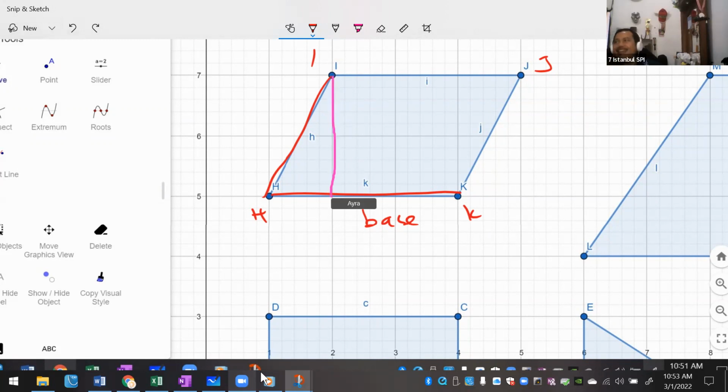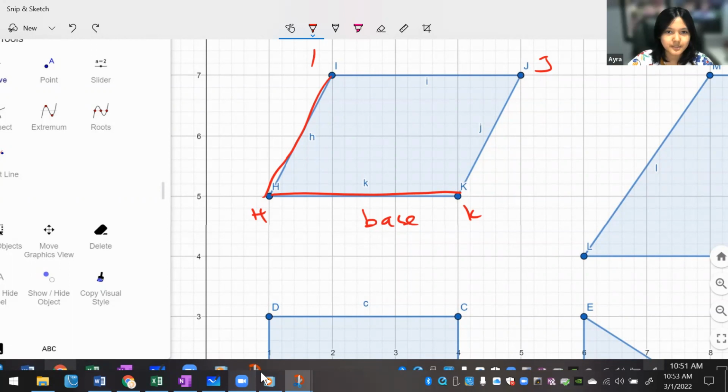Ya, kenapa itu? Kenapa bukan dari H ke I? Aira, why? Karena yang H sama I miring Pak. Miring ya? Ya miring, benar sih miring. Tadi gimana konsepnya guys? Base sama height harus membentuk sudut berapa derajat? 90 derajat. Nah, itu dia.